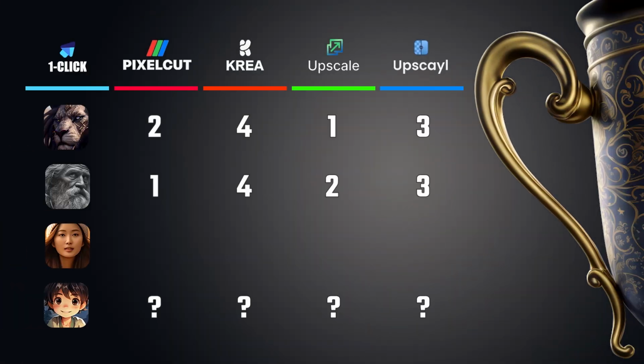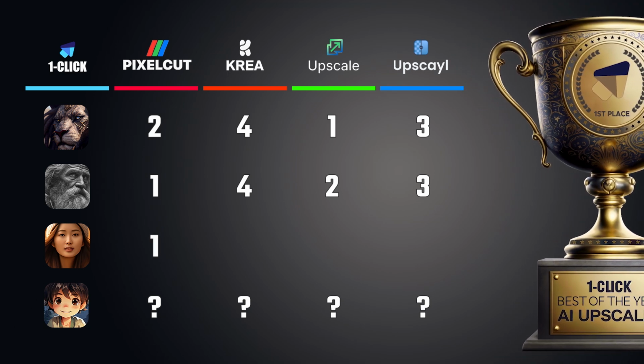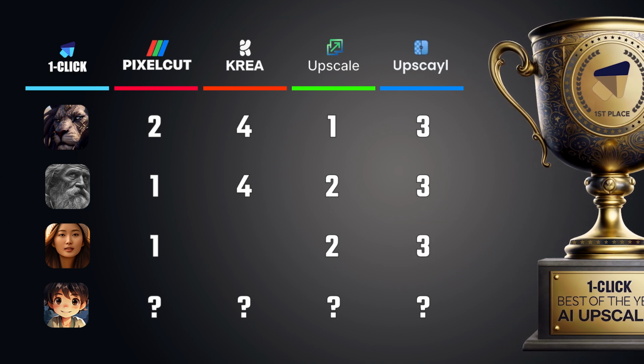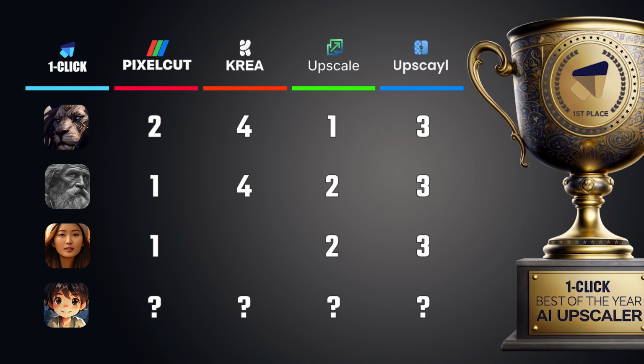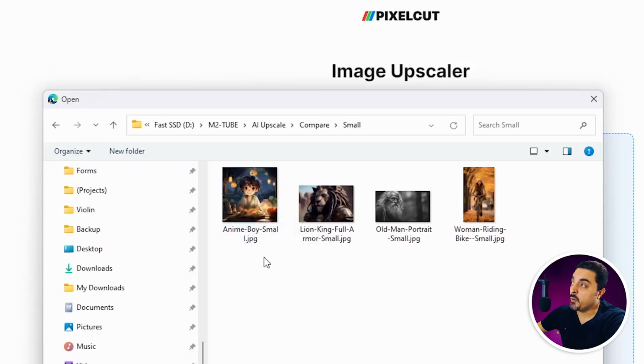So with this comparison, PixelCut gets the first place, and second place goes to Upscale.media. Upscale with Y gets the third place, and the last place goes to Krea.ai. And finally, the last tool is PixelCut, and PixelCut website has a very minimalist interface. Okay, let's upload this anime boy image here so we could compare it with the other AI image scalers.